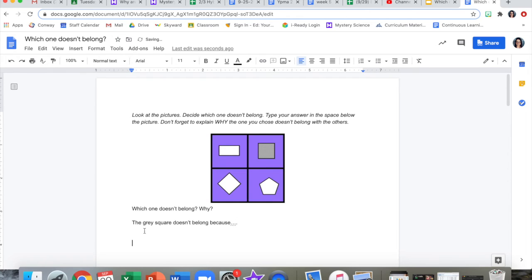But then maybe you're like, this shape doesn't belong either if I change the rule to be something else. And you can explain why that one doesn't belong. The bottom right shape doesn't belong because, and you could even keep going. But do you see how I'm skipping a line in between each answer? That makes it easier for me to read it later when I'm correcting your work.